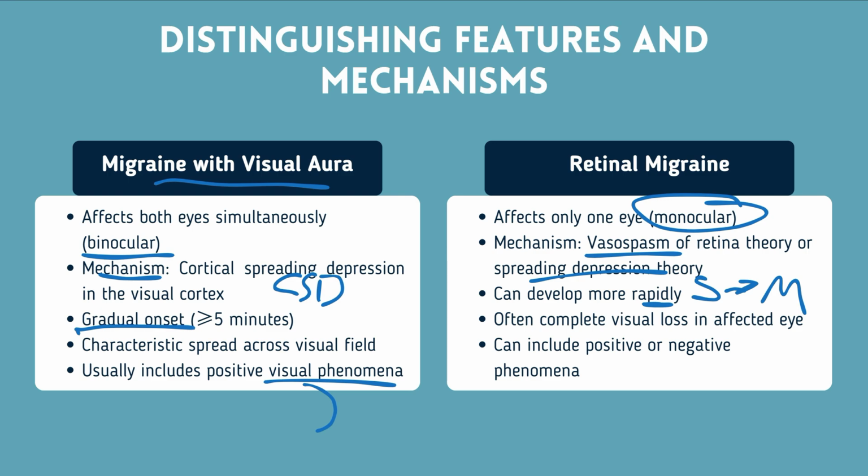Patients often experience complete visual loss in the affected eye, rather than the more complex visual phenomena, although that can happen as well. And it may also progress gradually. It doesn't have to be rapid, and it doesn't have to be complete visual loss in one eye. You could have positive or negative symptoms. This is why the main difference is that it is monocular, not binocular.